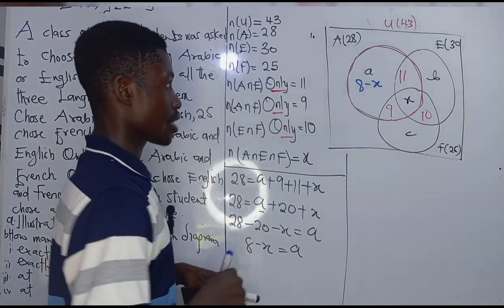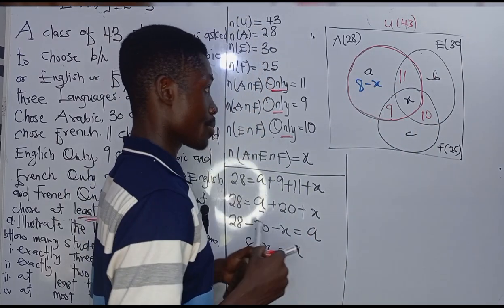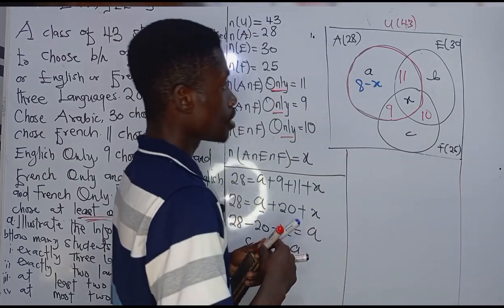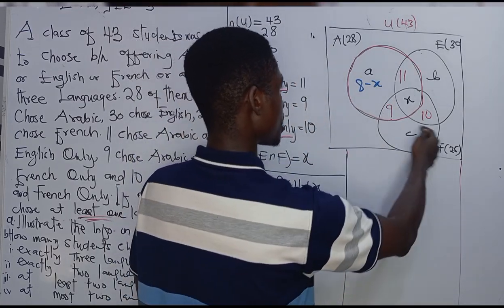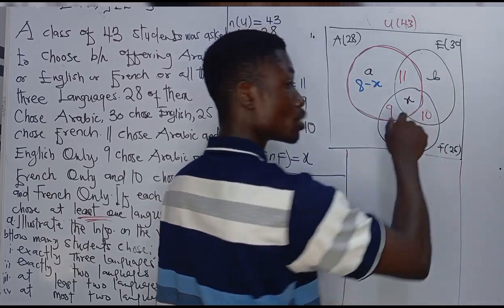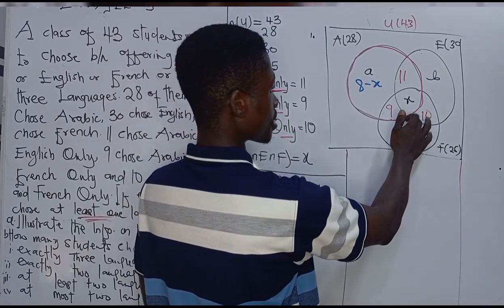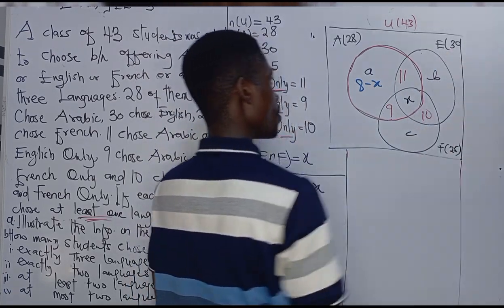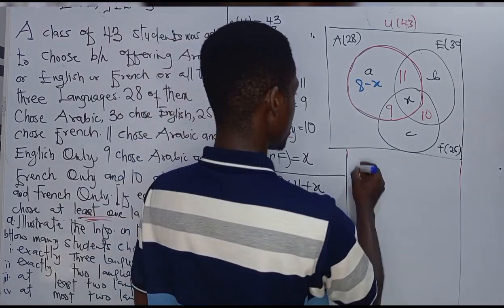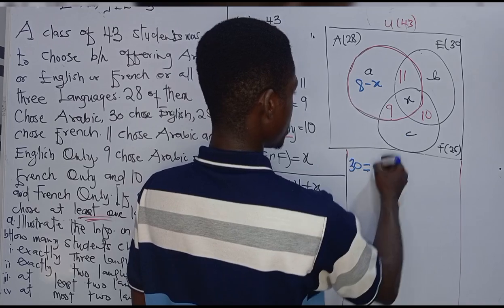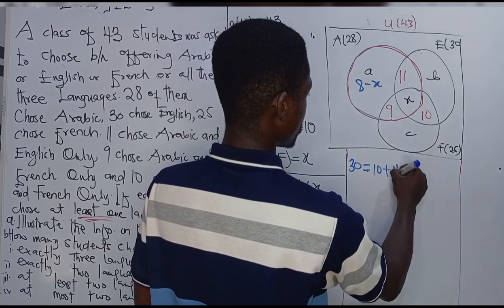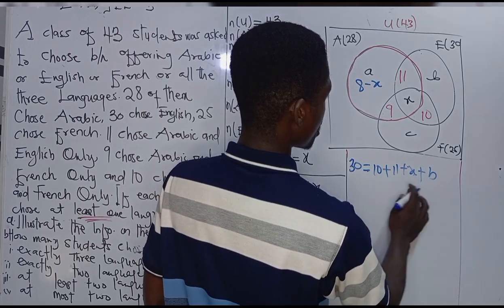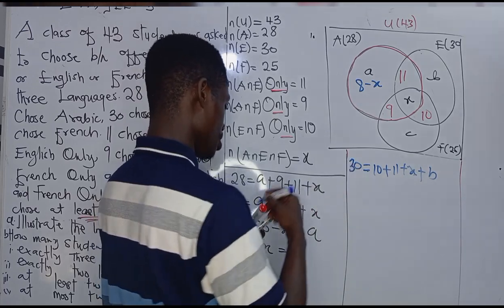Good. Now that we are done with this region, let's move on to the region represented with what? B. So we are saying that the whole of this circle is for what? The number of students who chose English. So if we are to sum this, and this region, it should be equal to the number of students who chose what? English. So we are going to have 30 is equal to 10 plus what? 11 plus X plus what? B. It should give you what? The number of students who chose English.